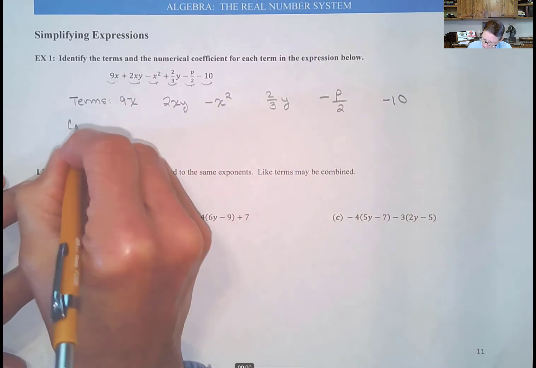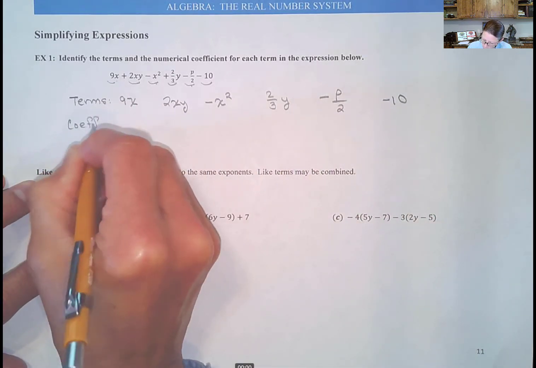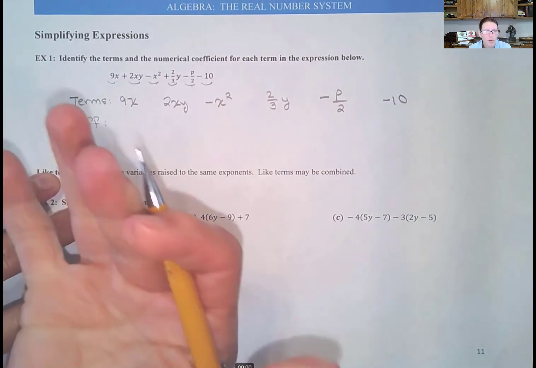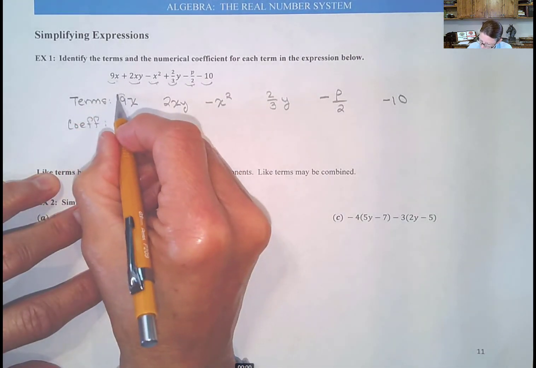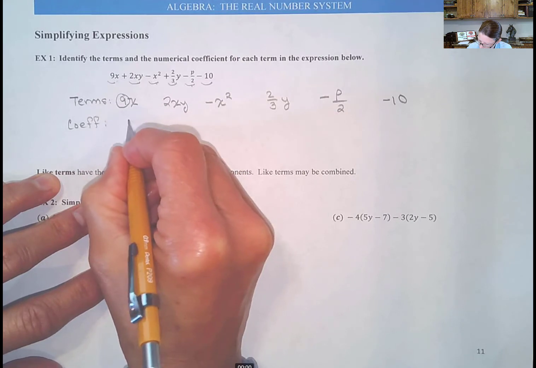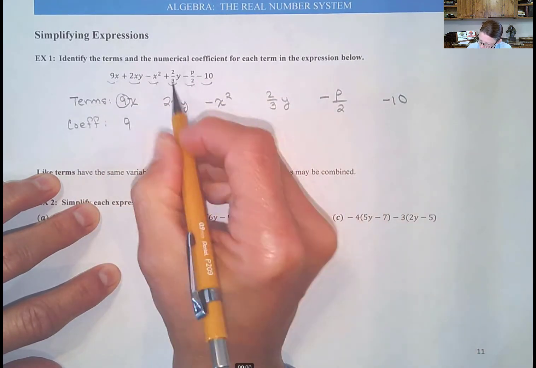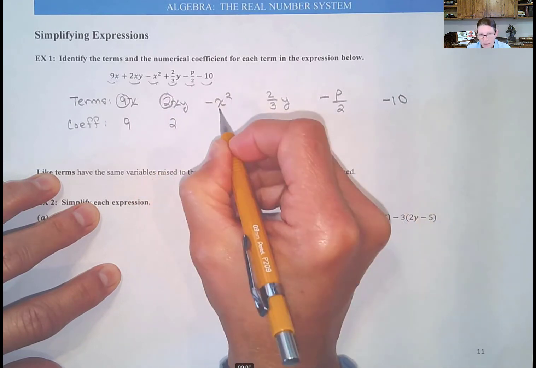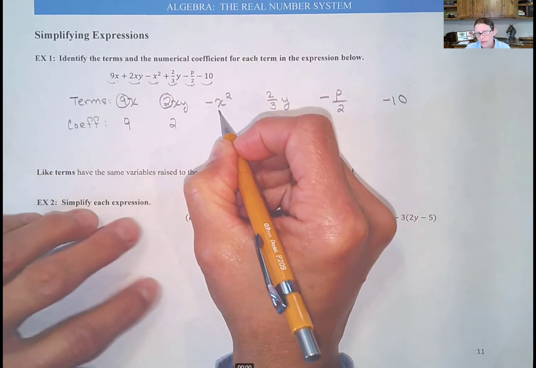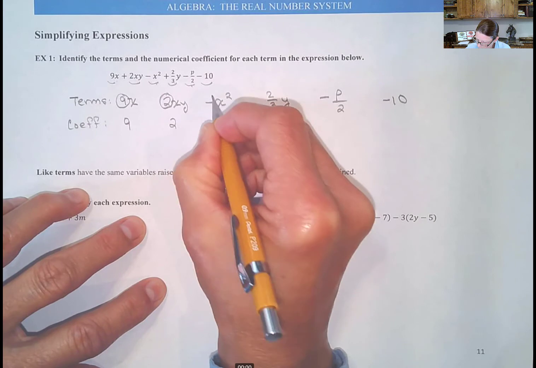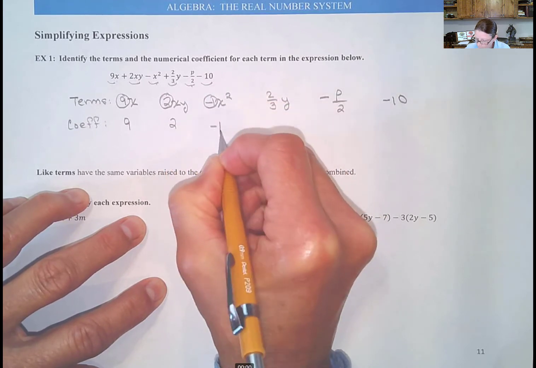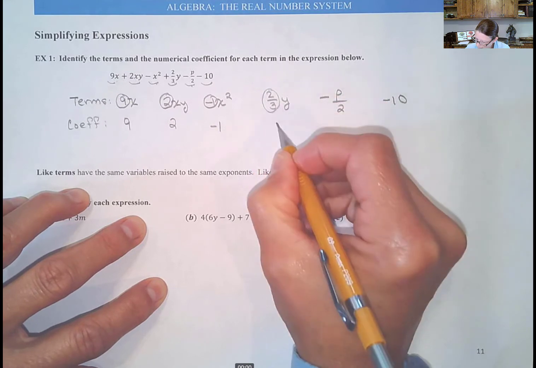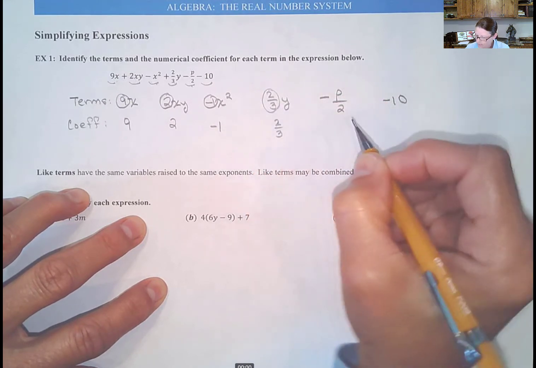Now let's identify the numerical coefficient of each of these terms, and that's just the number part of it. Okay, so in our first term, 9x, the coefficient is 9. The coefficient of 2xy is 2. Careful here, the coefficient of negative x squared is negative 1. The coefficient of 2/3 y is 2/3.